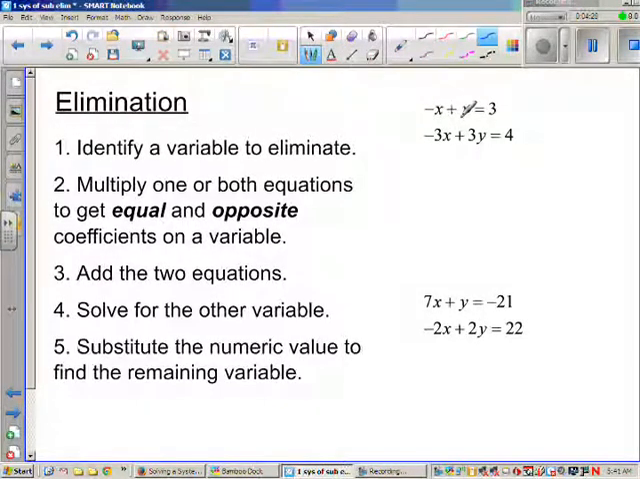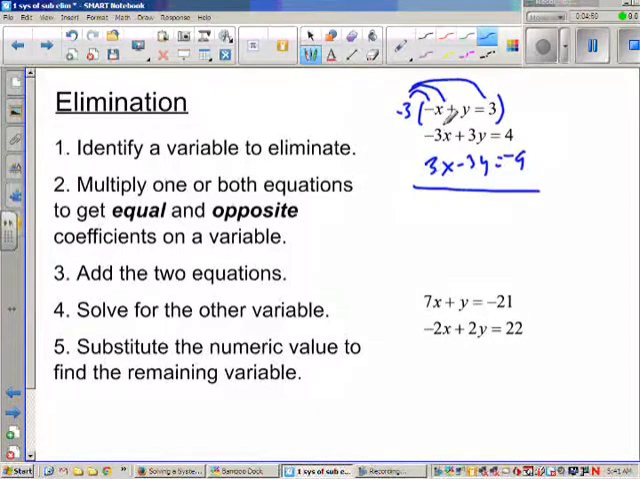If we look at these 2 equations, if we multiply the top equation by negative 3, distribute in, we get 3x minus 3y equals negative 9. When we add, those cancel, and in this case we get 0 equals negative 5. There is no solution.